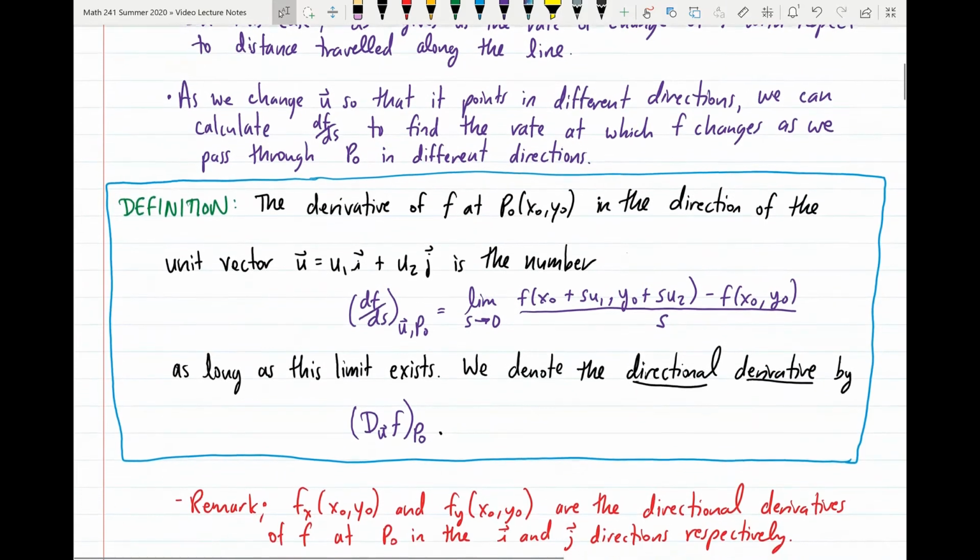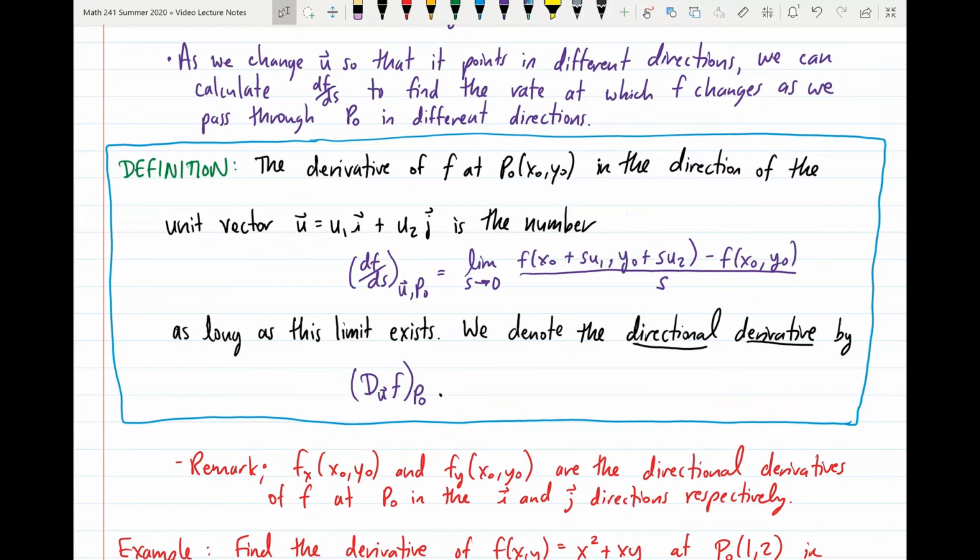So this leads us into our first definition. The derivative of a function f at the point P naught in the direction of the unit vector u, which is equal to u1i plus u2j, is going to be the number, and this is given by, so on the left side of the equation here, we have the derivative of f with respect to s along the vector u at the point P naught, or in the direction of the vector u at the point P naught, is equal to the limit as s goes to 0 of this difference quotient that I have drawn over here.